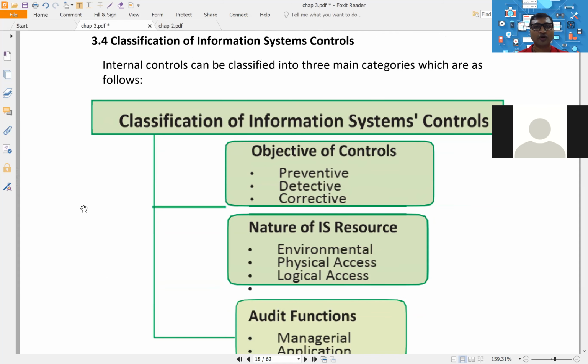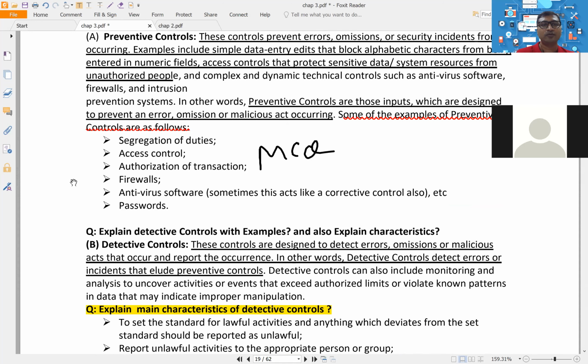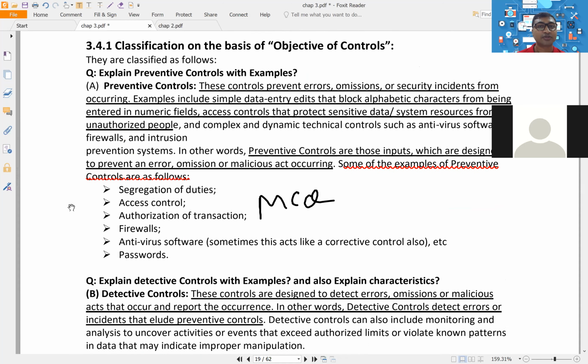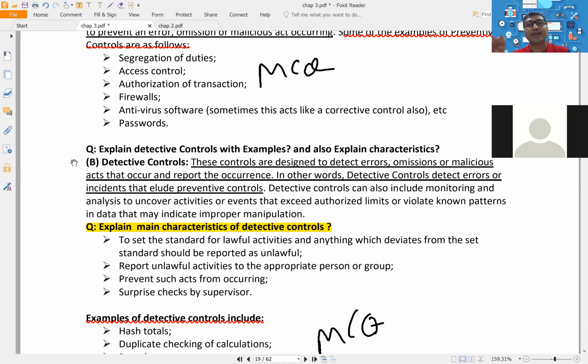Okay, so if you remember the basic things, here we started with the first part, classification of controls. There are three parts of control: objectives of control, nature of IS resources, and audit function. Preventive, remember, here also they can frame a question based on MCQ concepts. They will give you some example of preventive and they will say, okay, which control is it: preventive, detective, corrective. What is preventive? The name itself indicates it will prevent errors, omissions, or security or malicious acts from occurring. That is what is called preventive control. The next, same definition, detective control, detects errors, omissions, or malicious acts.